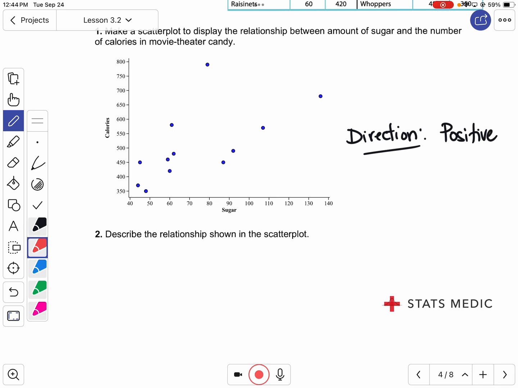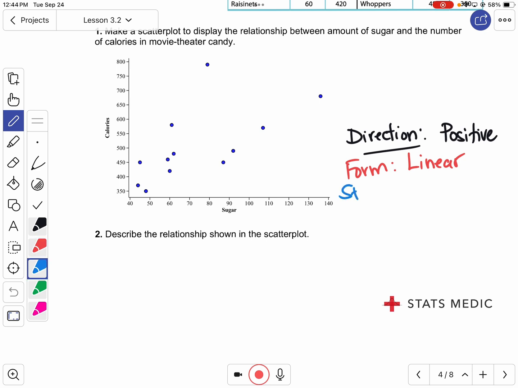Okay. Now, the next thing that we talk about is its form or shape, I guess. Let's call it that. Okay. Does it look like a curve, meaning a curve, or does it sort of look like a line? Does it look like that? Sort of a line. I think it's sort of a line, okay? It's not perfect, but we'll call it linear, all right?